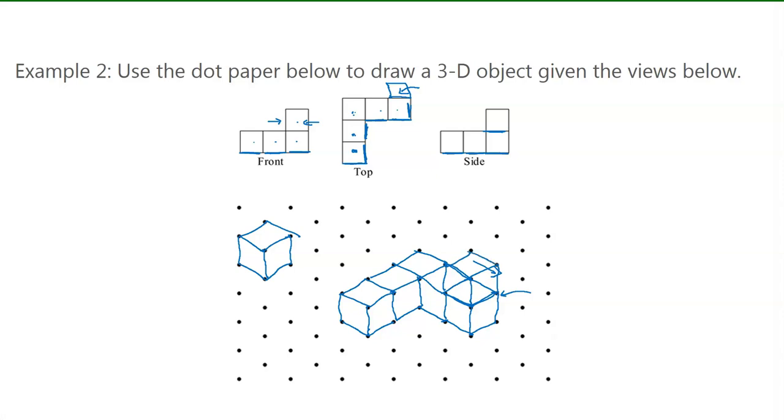So now, again, there's a couple lines I'm going to erase here. I'll erase this arrow that I had drawn, and I wouldn't see this line here or this line here. So here we have our 3D object on isometric dot paper.